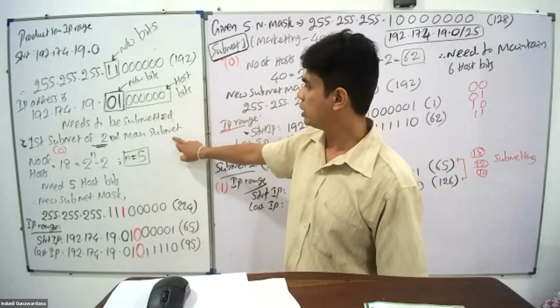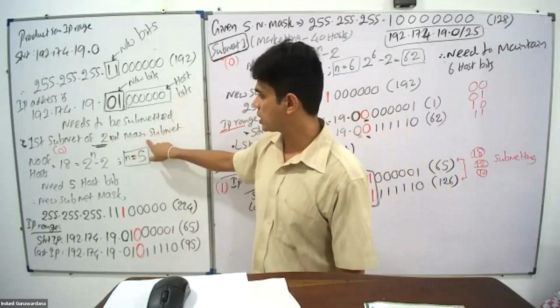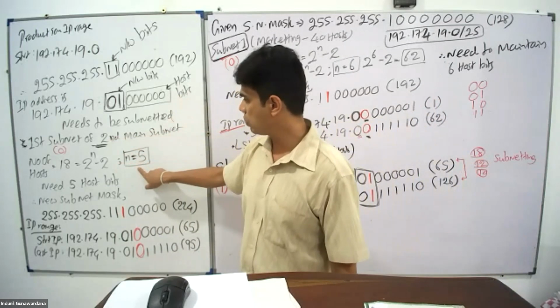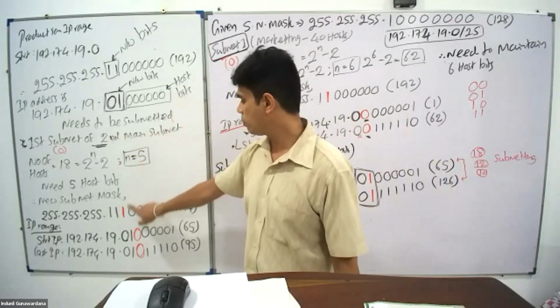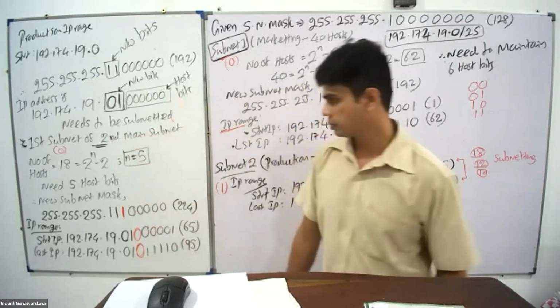Need to be subnetted. The first subnet of the second subnet, n has to be 5. Need 5 host bits. New subnet mask, and the IP range.